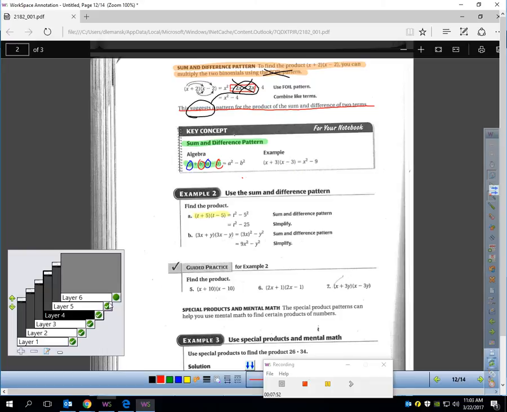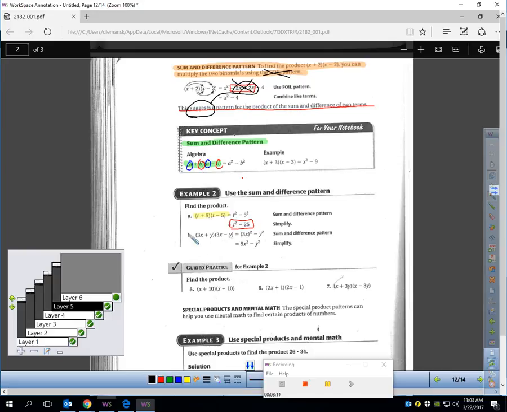Okay? Let's try that here. T plus 5, t minus 5 being multiplied. Can you see the sum and difference of the same binomial? Well, it's easy. T times t is t squared, and 5 times negative 5 is negative 25, and there's my answer, t squared minus 25.